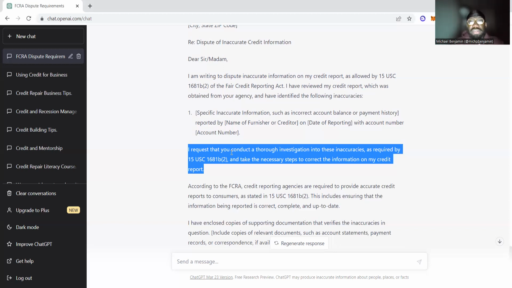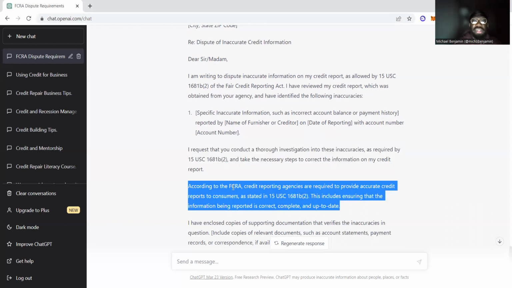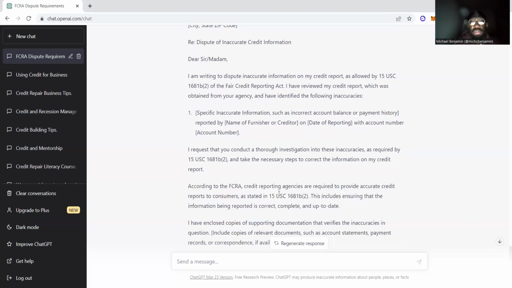It says, "I'm going to take the necessary steps to correct the information on my credit report." Cool. "According to the FCRA, credit reporting agencies are required to provide accurate credit reports to consumers." Cool. "As stated in 15 USC 1681b(2)." Again, I would substitute that, because 1681b(2) talks about permissible purpose. It's just talking about the fact that they have to have permission, right? "This includes ensuring that the information being reported is correct, complete, and up to date."